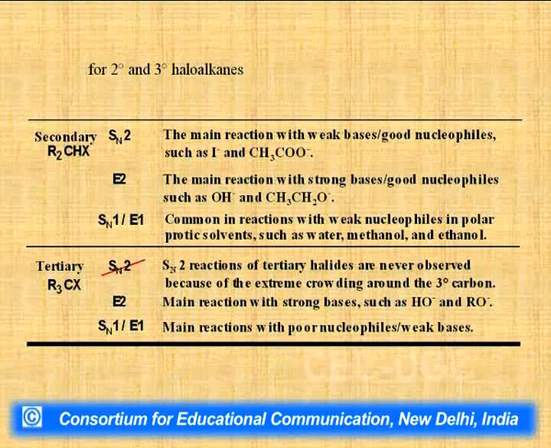Tertiary alkyl halides: SN2 reactions of tertiary halides are never observed because of the extreme crowding around the tertiary carbon. E2 is the main reaction with strong bases such as hydroxide and alkoxide. SN1 and E1 are the main reactions with polar nucleophiles and weak bases.